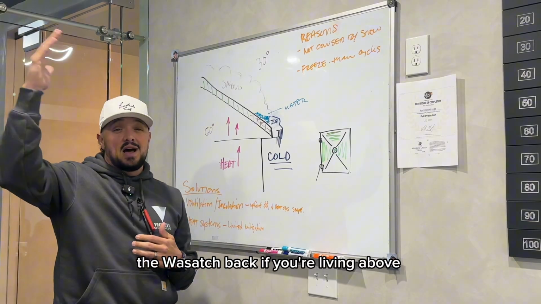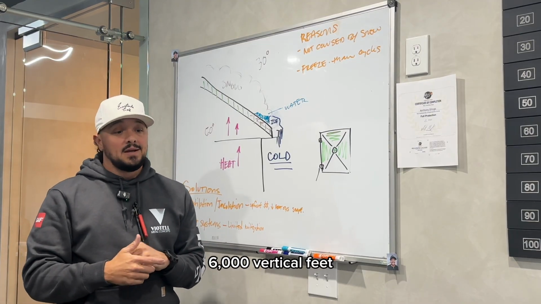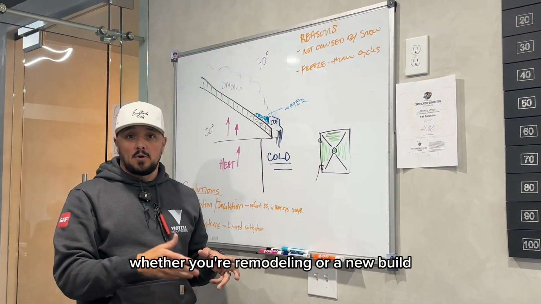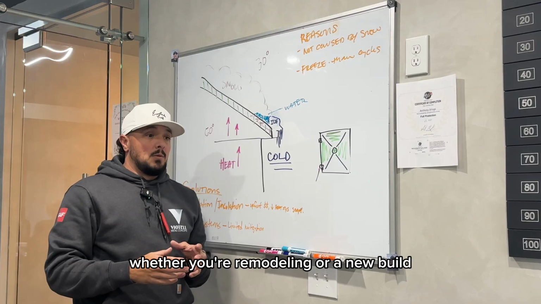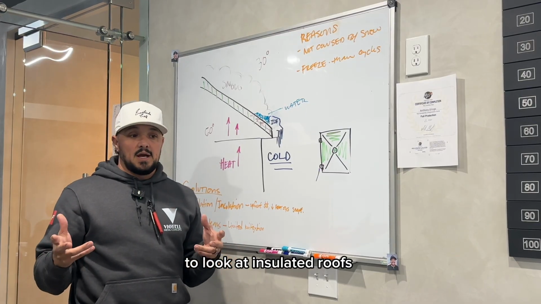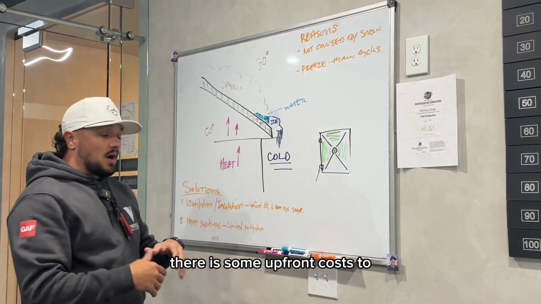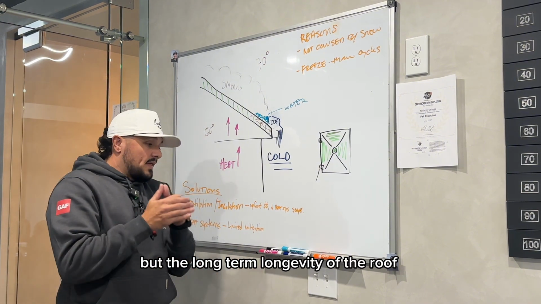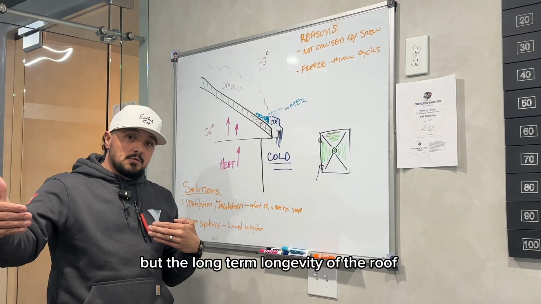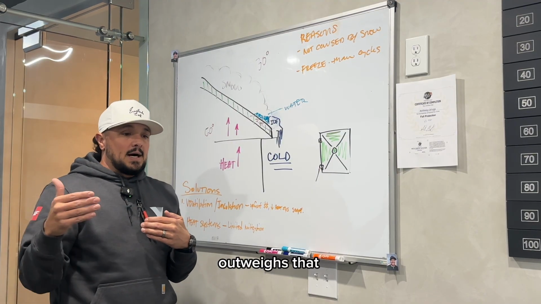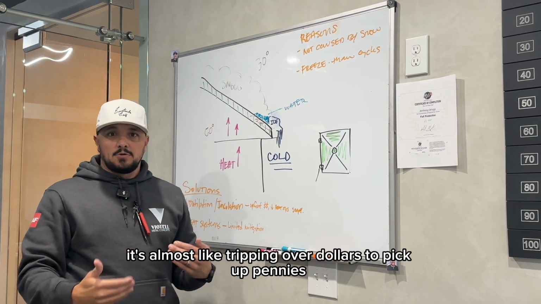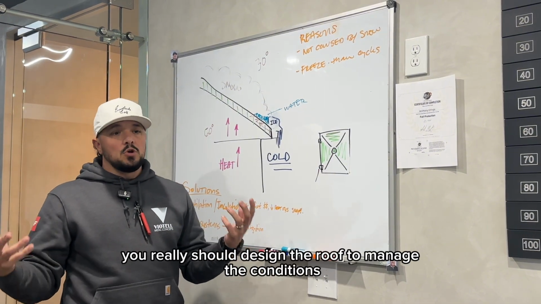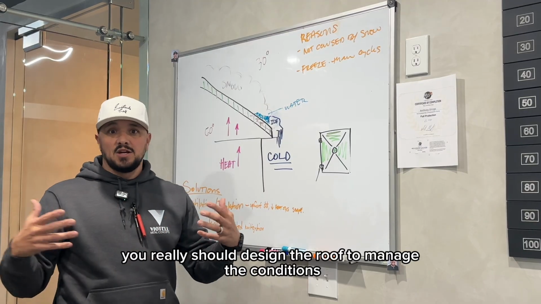If you're living above 6,000 vertical feet, definitely talk to your architect and your general contractor, whether you're remodeling or a new build, to look at insulated roofs for your home. There is some upfront cost to that roof. That is a downside, but the long-term longevity of the roof outweighs that. It's almost like tripping over dollars to pick up pennies, because if you live in these conditions, you really should design the roof to manage the conditions.